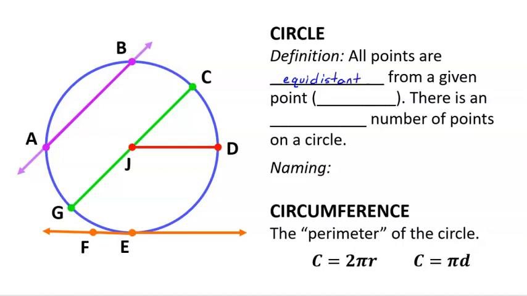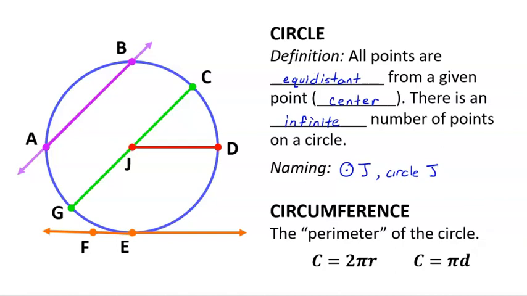And so looking at this particular circle, we see that J is the center of that circle. And then all of the points on this line on the outside are going to be that same distance from point J. So there are an infinite number of points on a circle. And when we name our circle, you're going to put a circle with a little dot in the middle, and then you're going to name it using its center. And then you could also, of course, write out circle J.